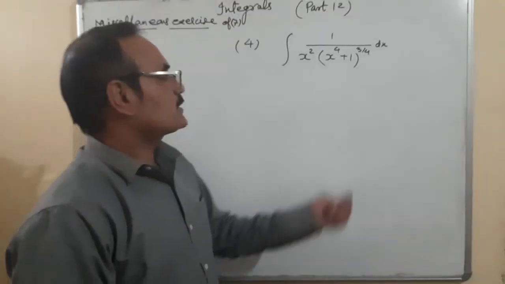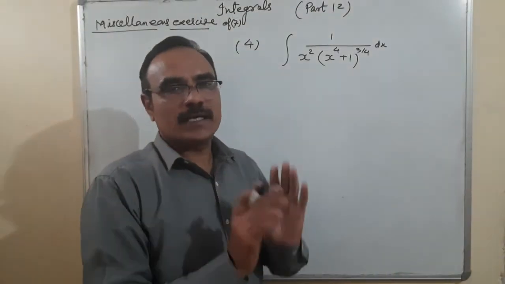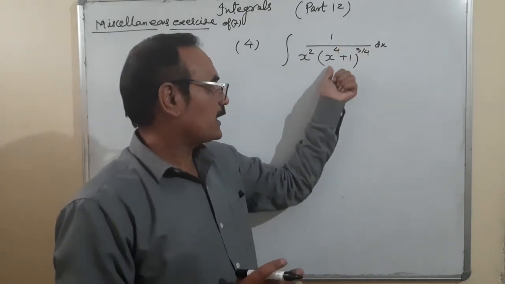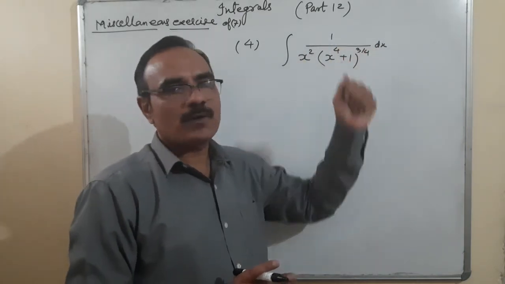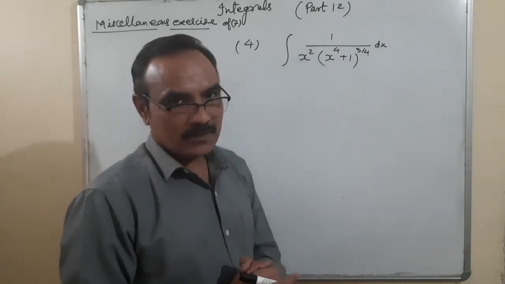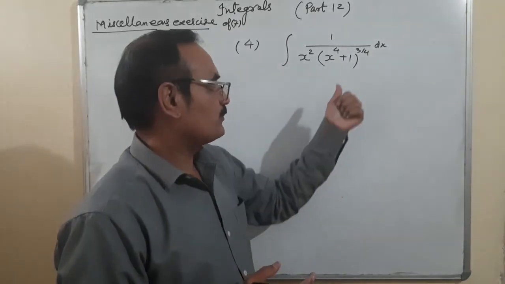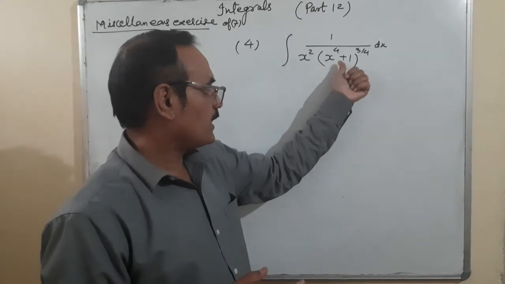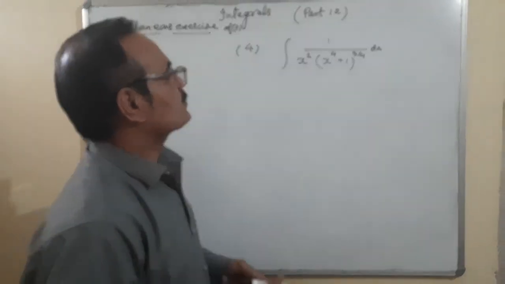Here the best way is, this is the complicated term in this entire question, x to the power 4 plus 1 to the power 3 by 4. It's a complicated term. Okay, we'll make this term a simpler form. So what I am doing here, I am taking x to the power 4 common.